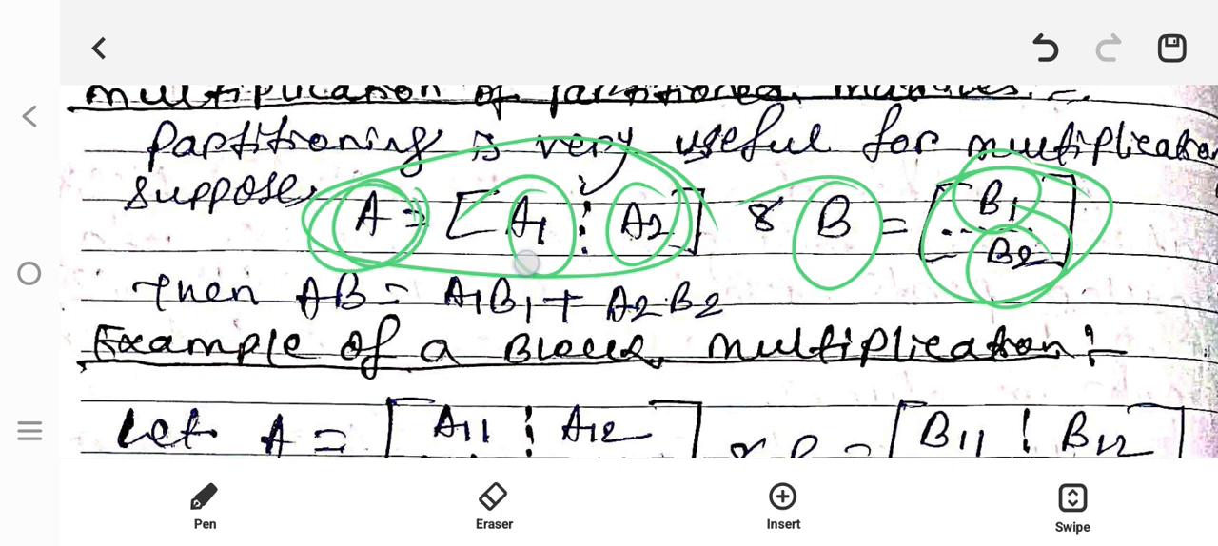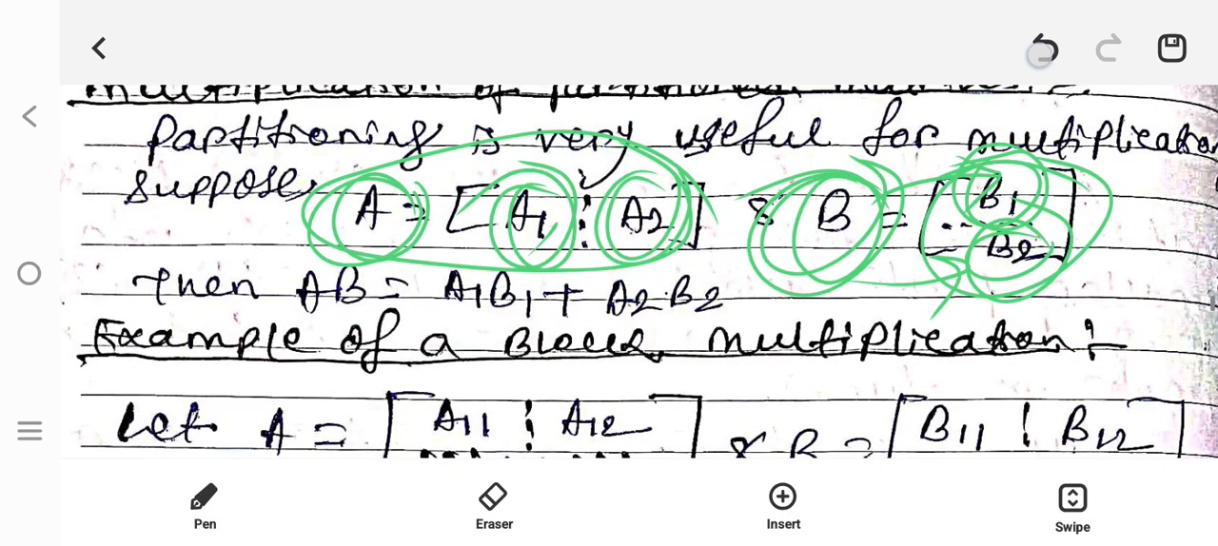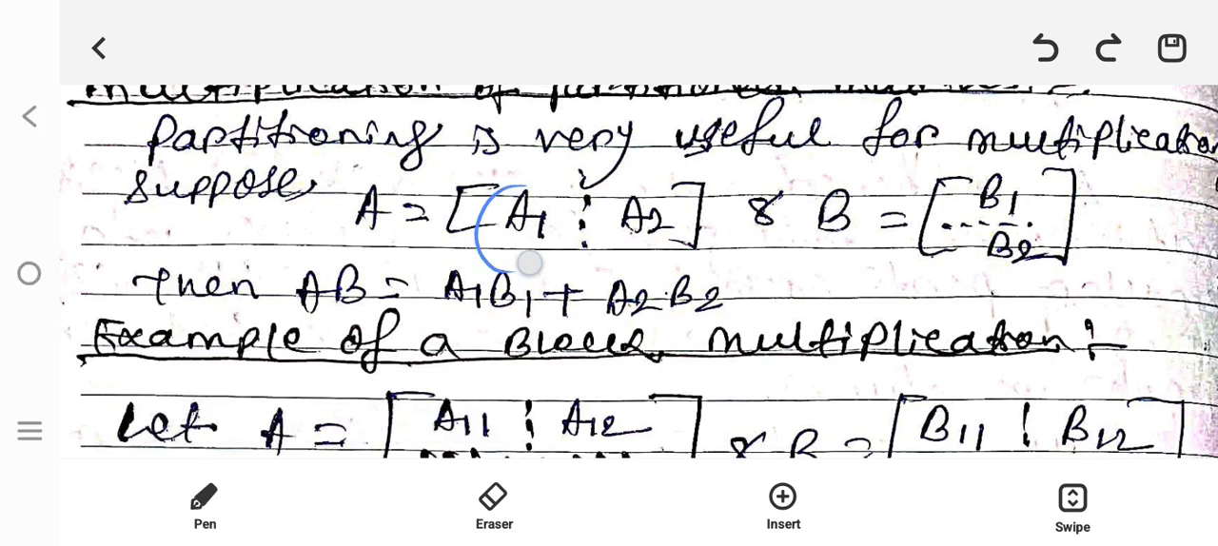Okay, we divide our matrix A into two submatrices or blocks named A1 and A2, and we divide matrix B into two submatrices or blocks, namely B1 and B2, right? Then the multiplication AB will be A1 with B1 plus A2 with B2.